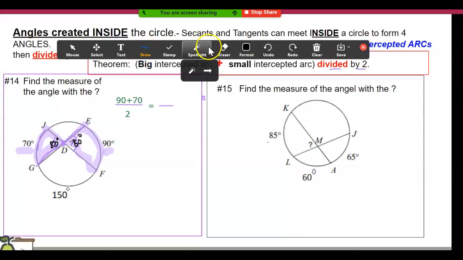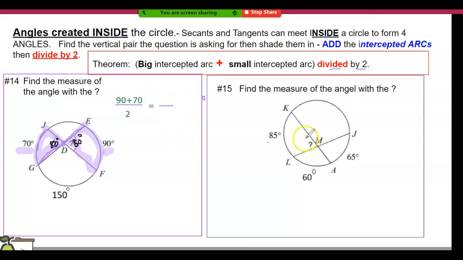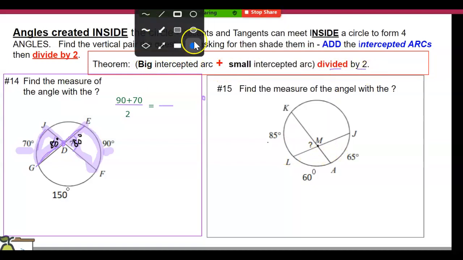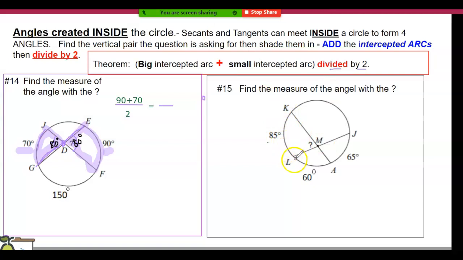Okay, let's try number 15. All right, so remember if the angles are created inside the circle, you're going to add the big intercepted arc plus the small intercepted arc, and you still divide by 2. So I have 3 arcs, KL, LA and JA, that are measured. So they give me the measurements of 3 arcs. Which 2 are you going to use?